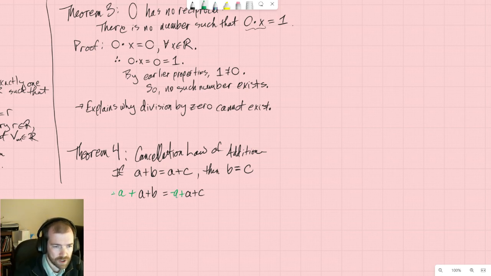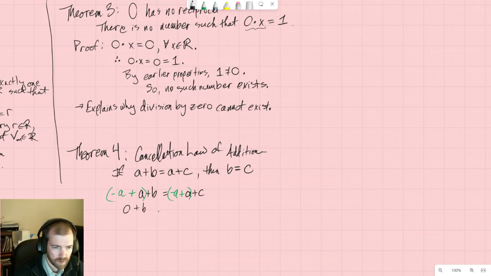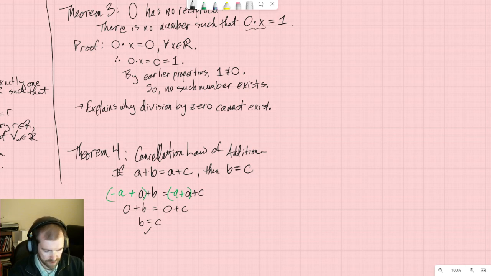And then by association, we're going to take these two things together. Negative A plus A was equal to 0, plus B equals 0 plus C. And then for both B and C, these are additive identities, so we do get B is equal to C. So additive inverses can be added to both sides.